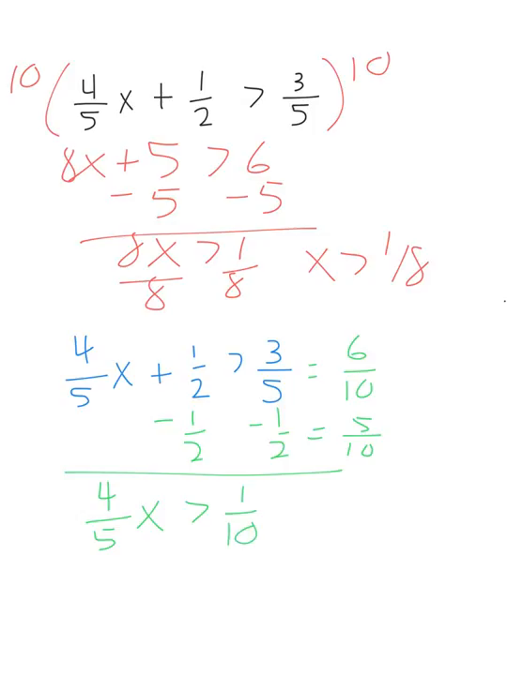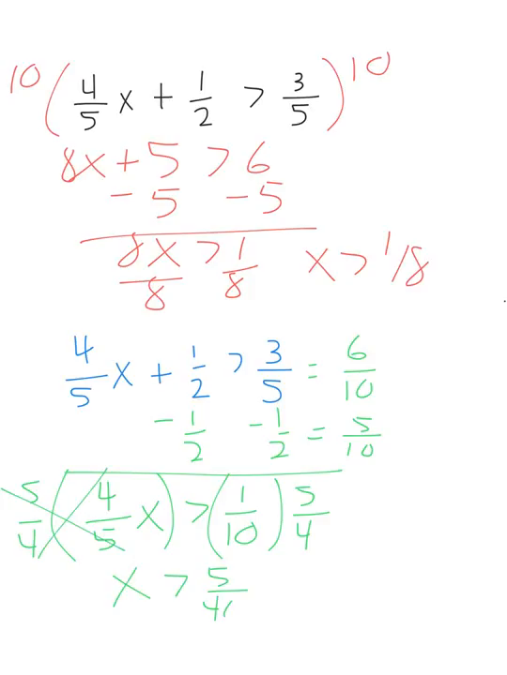greater than 1/10. Now you have to multiply by the reciprocal. These cancel out to get your x, which is 5/40ths, which simplifies to 1/8. Either method is fine. I think it's a little bit easier if you can just go ahead and multiply by that common denominator.